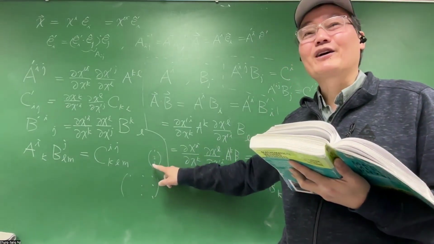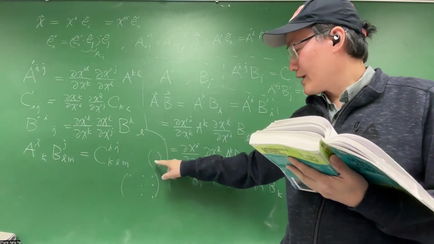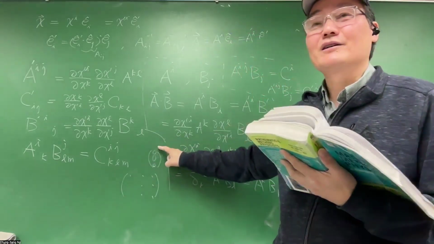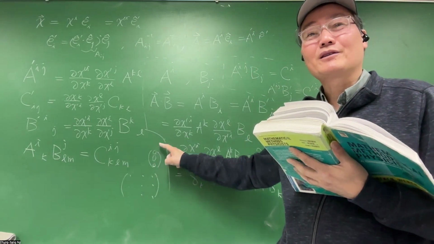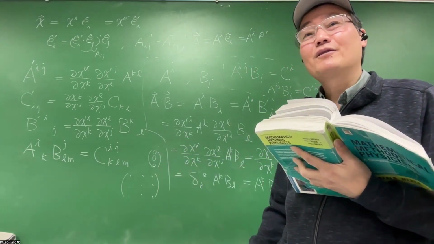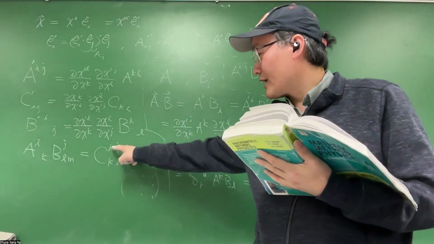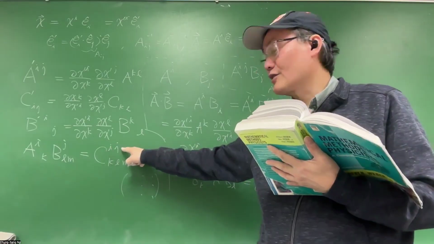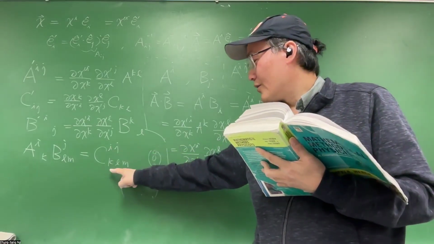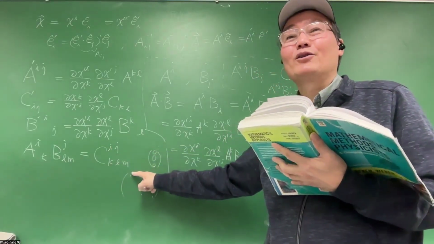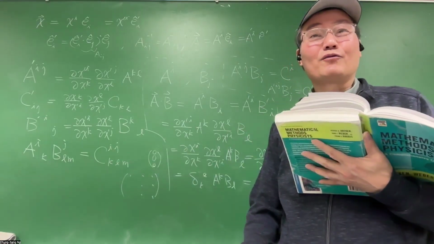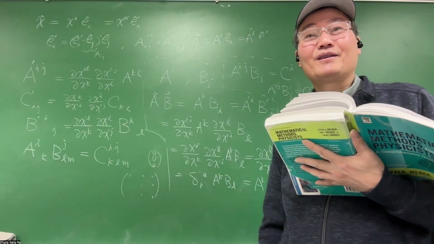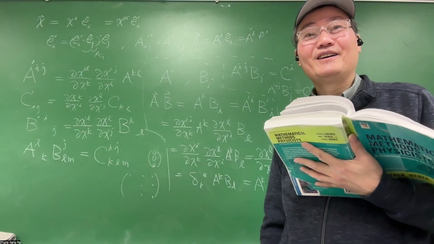A column vector is a matrix. All these i, j's are three-dimensional indices. So i is from 1 to 3, j is from 1 to 3. They are all indices from 1 to 3.